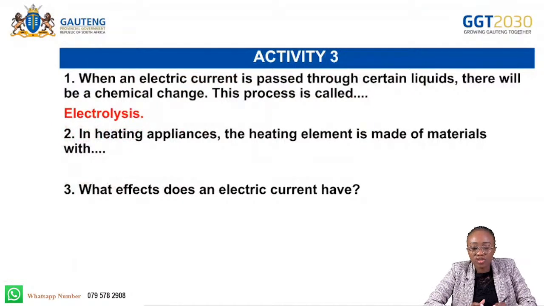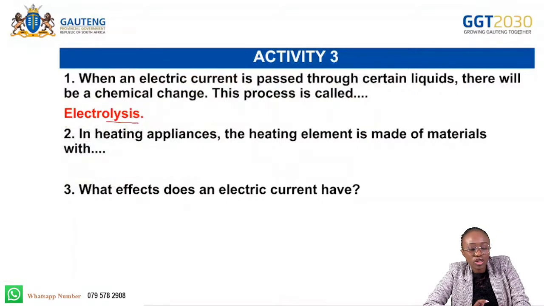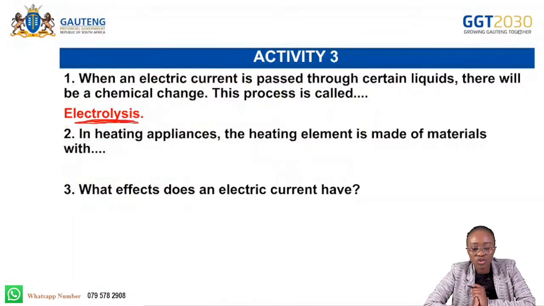When an electric current is passed through certain liquids, there'll be a chemical change, and this process is called electrolysis. So this is one of the effects of an electric current. Remember, in term 2 we did learn about electrolysis in the decomposition of compounds. So this is where we can have a nice use for an electric current.